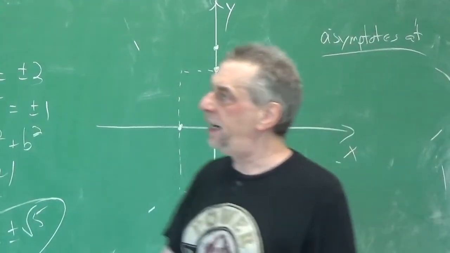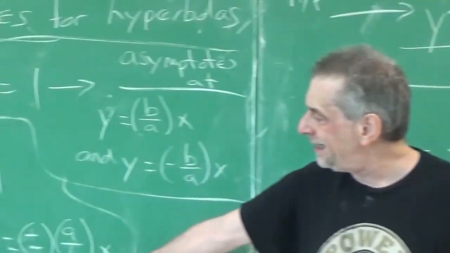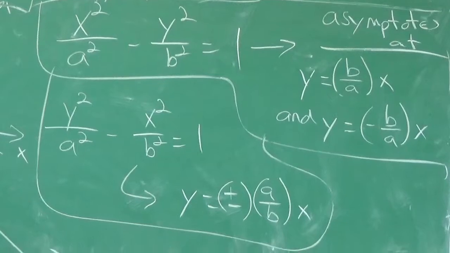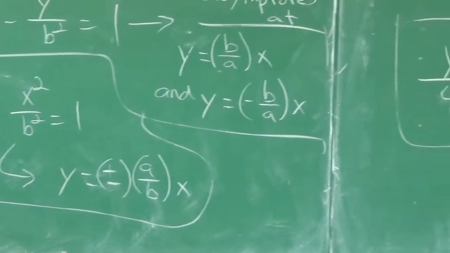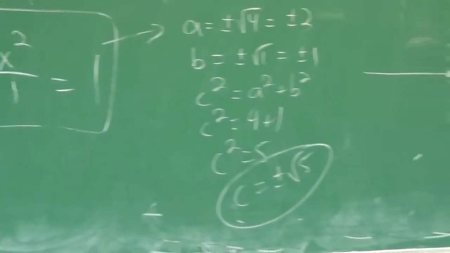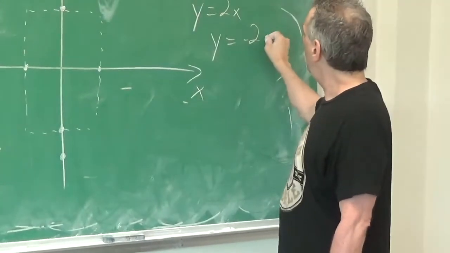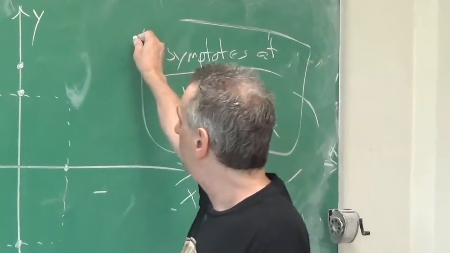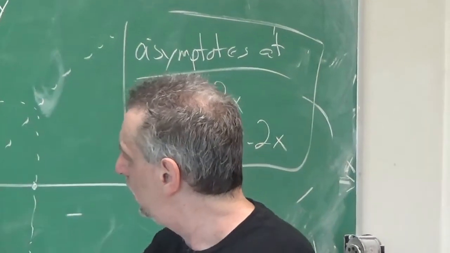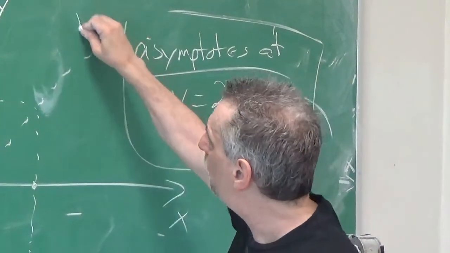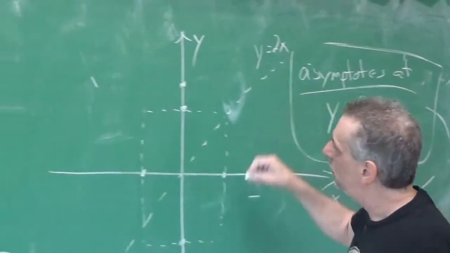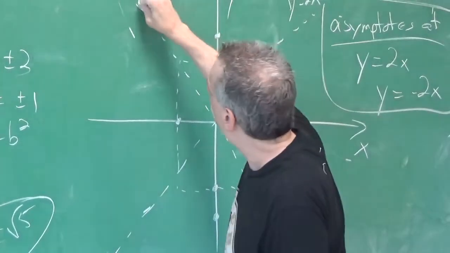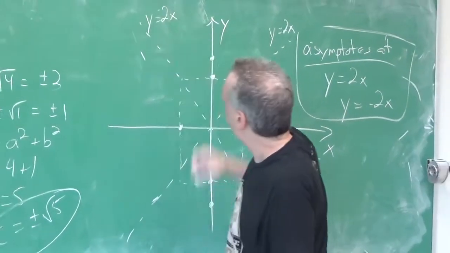And we're looking at this case. So plus and minus a over b times x. We get a is 2, b is 1, so plus and minus 2x. So y equals 2x is one of the asymptotes. Y equals negative 2x is the other asymptote. This one has the positive slope, so that's 2x. This one has the negative slope, so that's negative 2x.